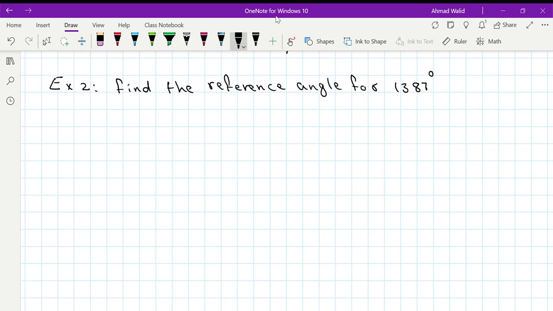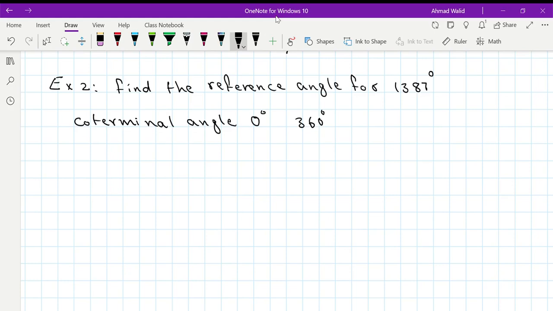The first step that you want to do is find the coterminal angle. You already know how to find the coterminal angle. You want to find the coterminal angle which should be between 0 and 360, greater than 0, less than 360 degrees. You find that angle for 1387.